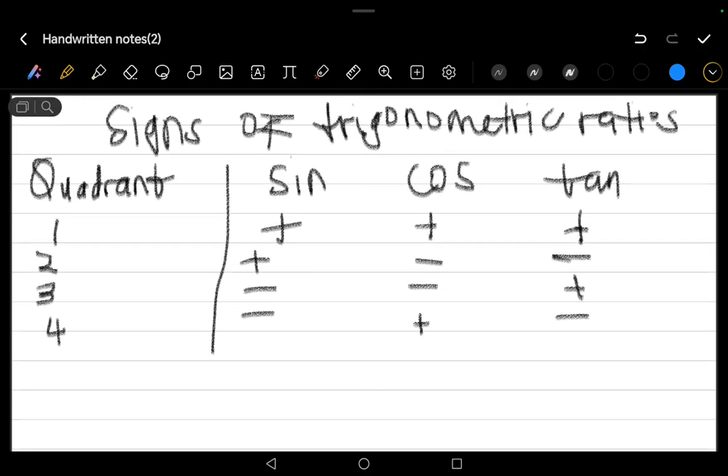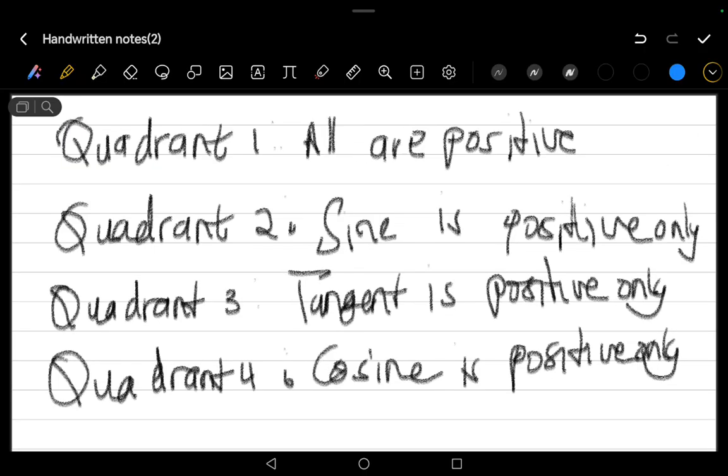All students take coffee. It's okay as long as you remember that. A stands for all are positive. It's first quadrant. And then S, it's second quadrant, sine is positive. And then T is tangent on the third quadrant, which is positive also. And then C for coffee, cosine is positive on the fourth quadrant. As long as you know, when you say all students take coffee, you mean this. Quadrant 1 is positive, quadrant 2 sine is positive. It's okay. Do you have any other questions?